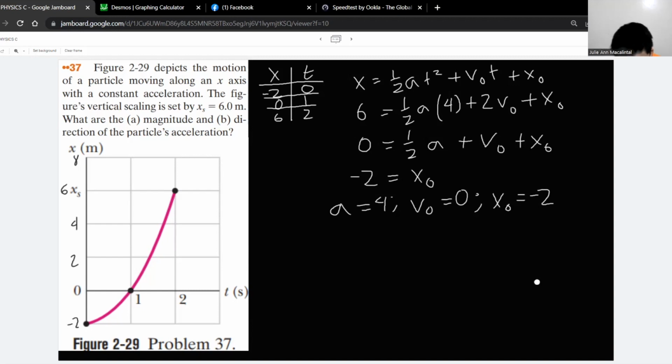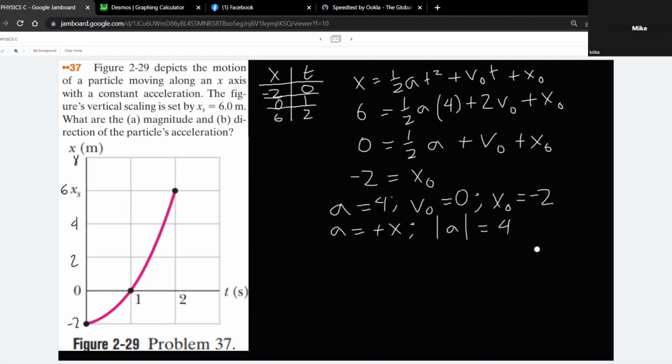Okay. Ngayon, nasagot na ba natin yung tanong? What are the magnitude and direction of the particle's acceleration? The direction, positive. Okay, positive direction. And yung magnitude is what? Is there a notation po for the magnitude? Absolute value. I knew it. Alam ko na po eh. Oo nga po kasi yung mawala na sign.